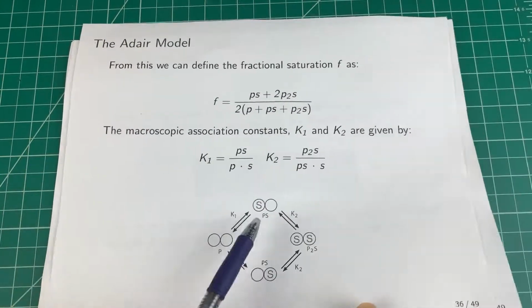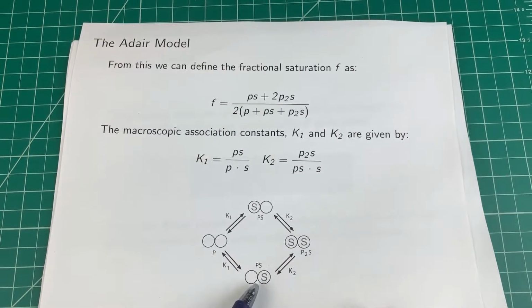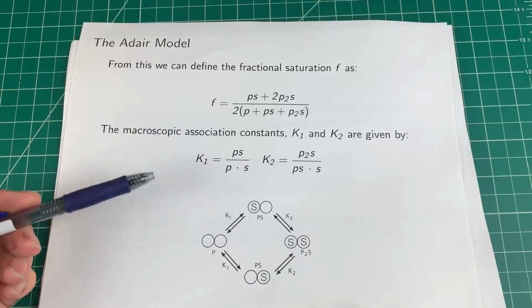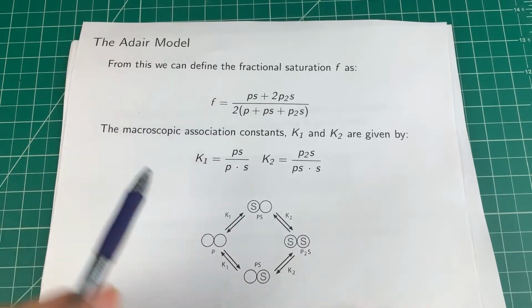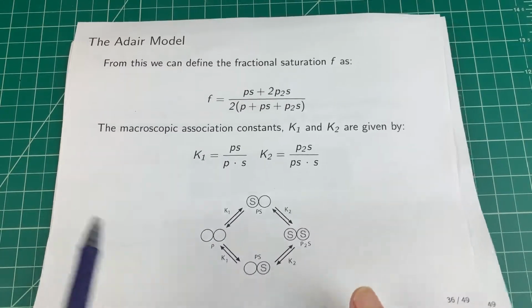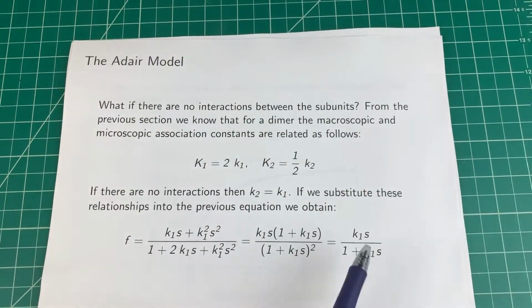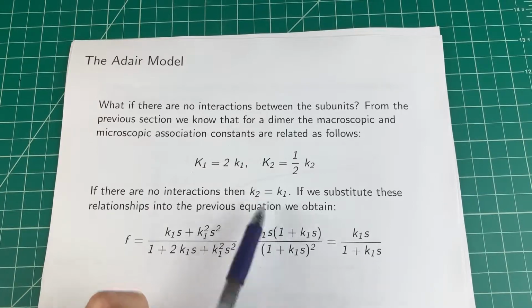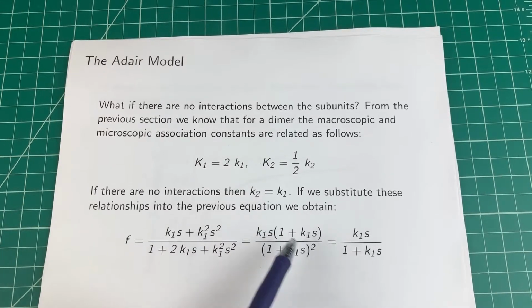Now, if these sites are identical, as if the two subunits in the protein are acting independently, then the two binding strengths should be the same, and we can set that up by just saying that K1 equals K2. All right.